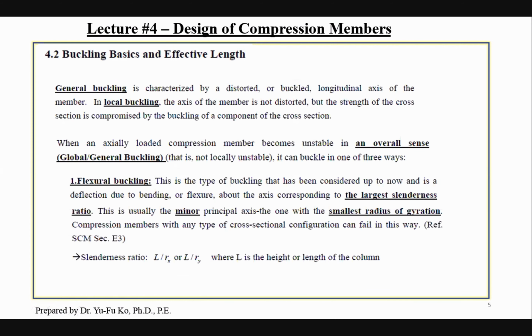So global buckling usually is characterized by a distorted buckle about the longitudinal axis of the member. In local buckling, the axis of the member is not distorted, but the strength of the cross section is compromised by buckling of a component of the cross section.